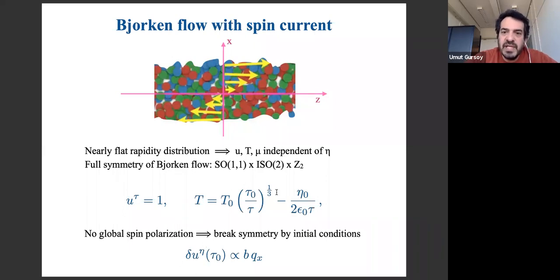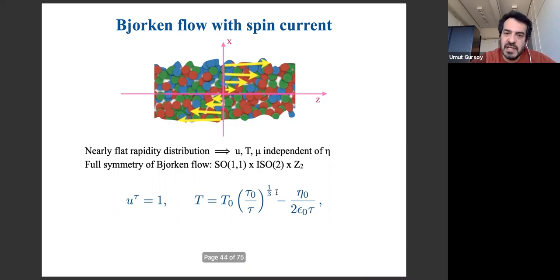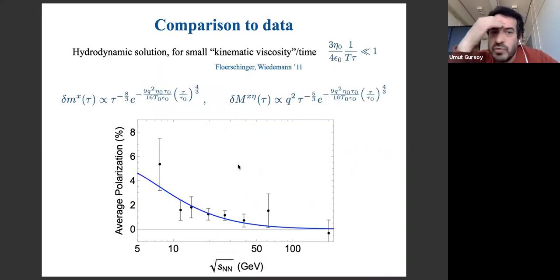Then what I'm going to do in the next slide is write down the hydrodynamic equations for this perturbation and solve them to calculate this polarization tensor. And this is the result. I'm not going to get into details. I will just mention one thing: it's a good assumption that the hydrodynamic solution respects the limit where the kinematic viscosity in your system, defined by this quantity divided by time, is much smaller than 1. Within that assumption, you can obtain analytic results.